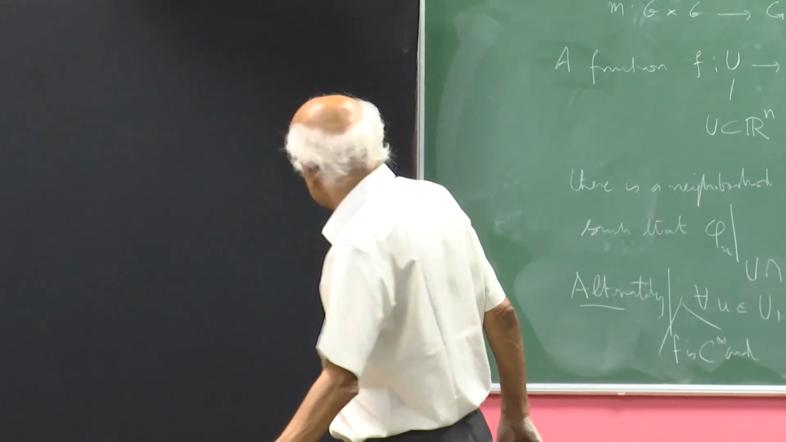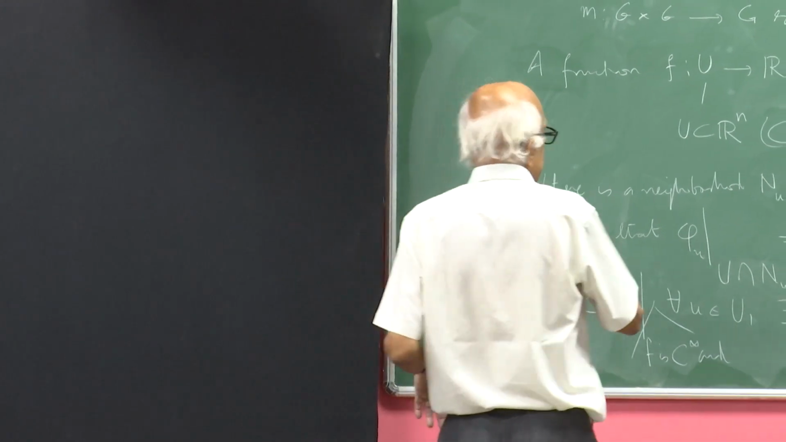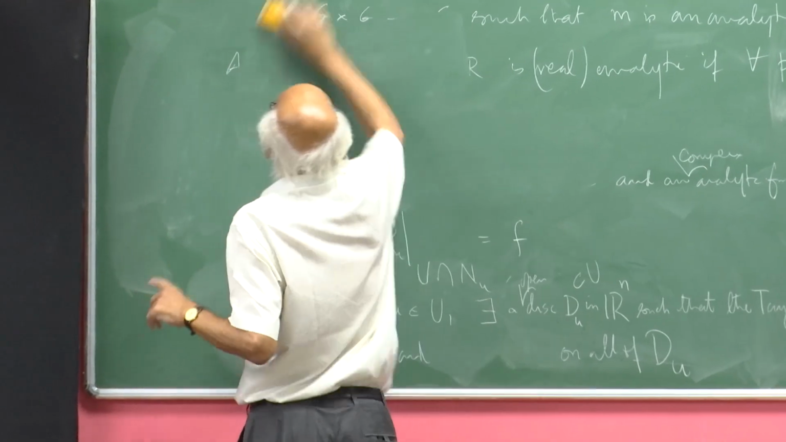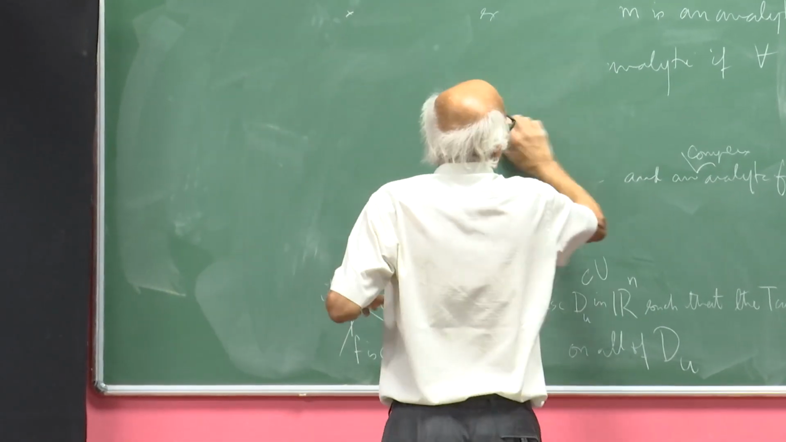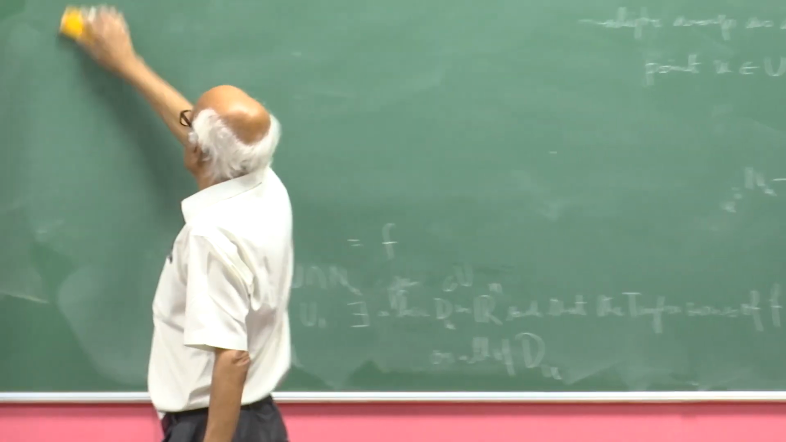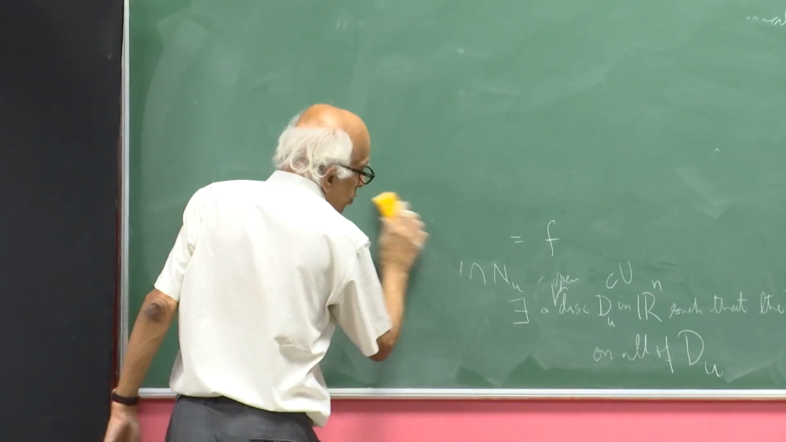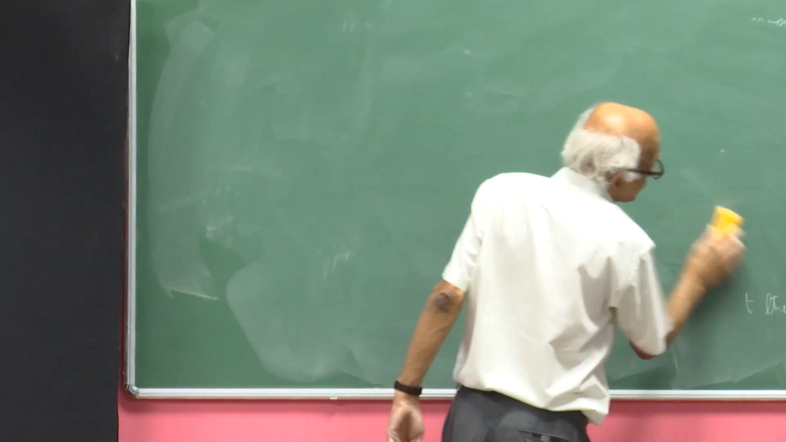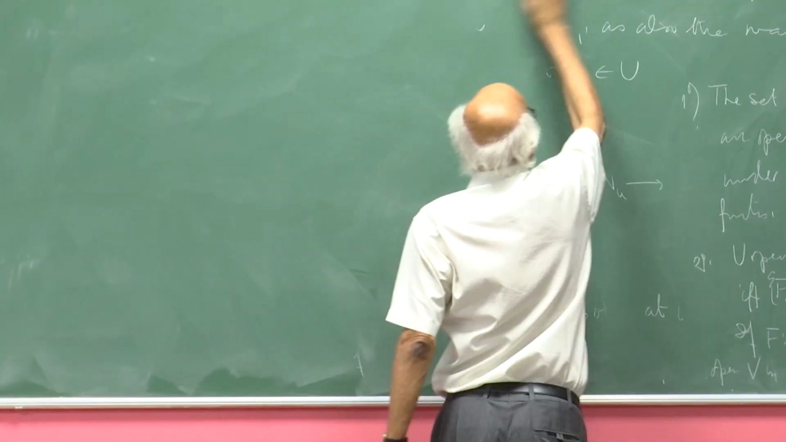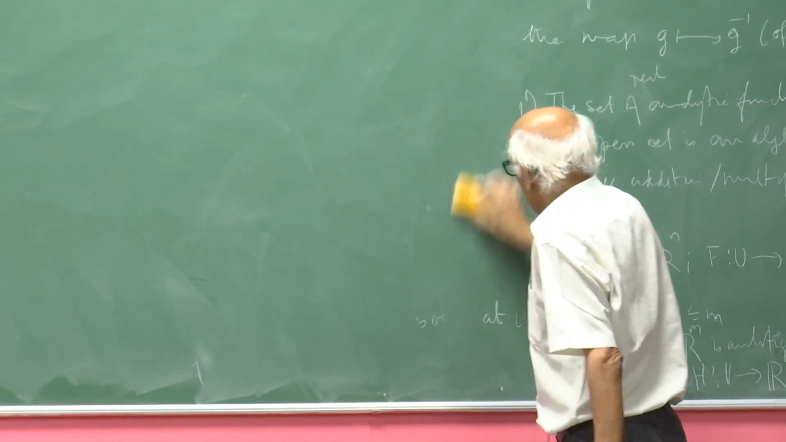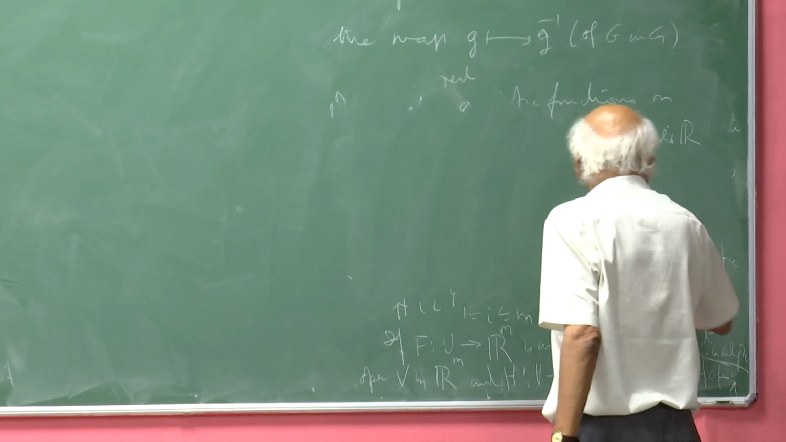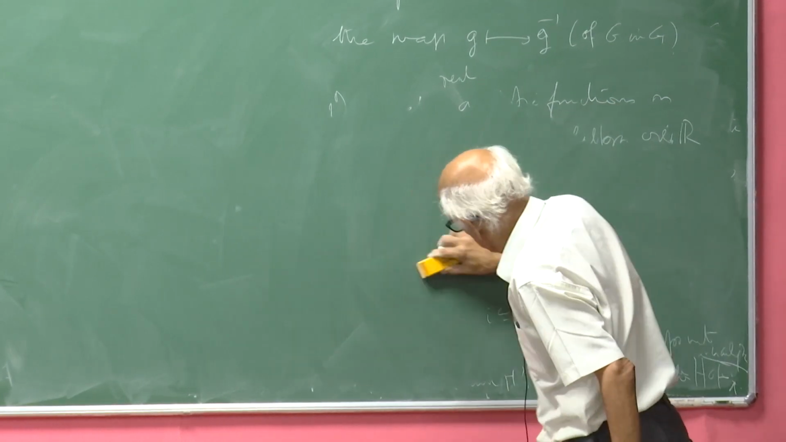Now, once you have these facts, I can define the notion of an analytic manifold. First, a topological manifold, by definition, is a topological space in which every point has an open neighborhood homeomorphic to an open set in Euclidean space.